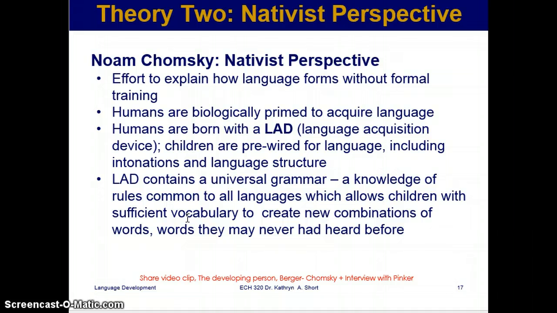So third point, humans are born with the LAD, language acquisition device. Children are pre-wired for language, including annotations and language structure. So what he's basically saying, we're born with this. Simple as I can put it. So the LAD contains a universal grammar, a knowledge of rules common to all languages, which allow children with sufficient vocabulary to create new combinations of words they may never have heard before.